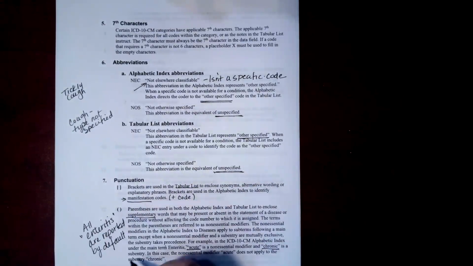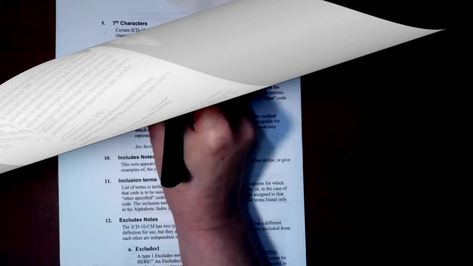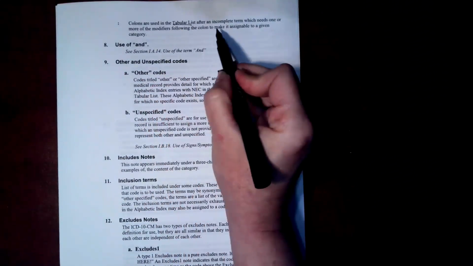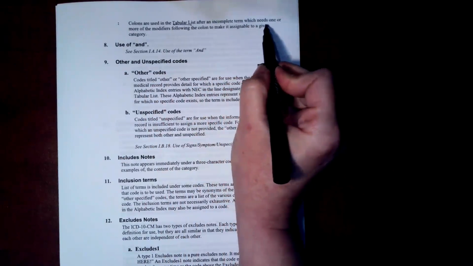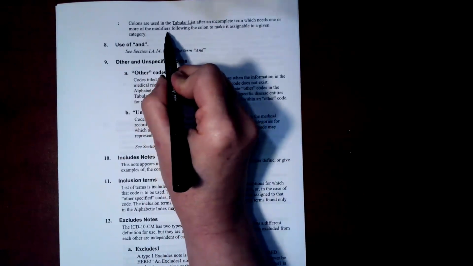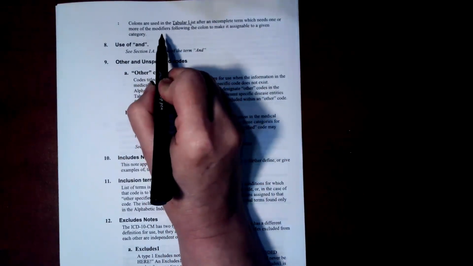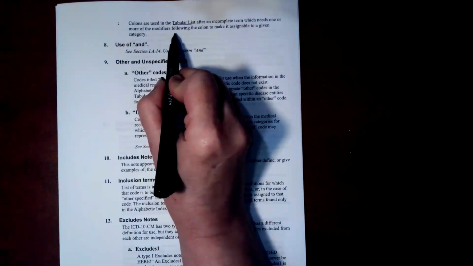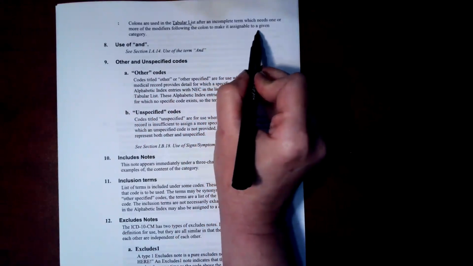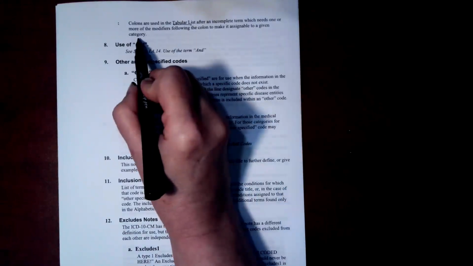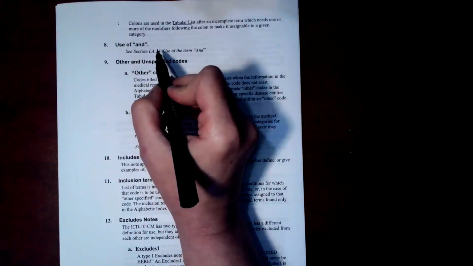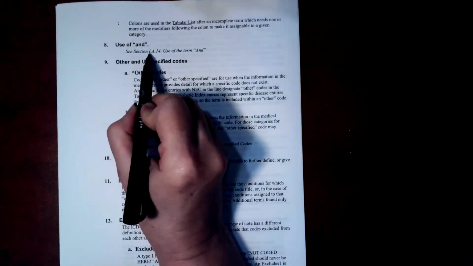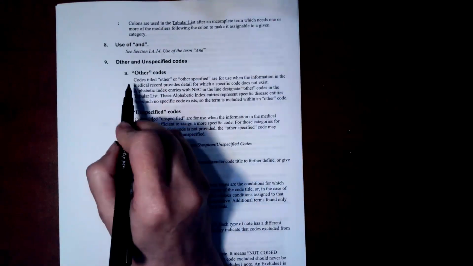So again, just using the enteritis to match the example that was given to us. Colons are used in the tabular list after an incomplete term, which needs one or more modifiers. And remember, we're not talking about coding modifiers, right? We're talking about additional information following the colon to make it assignable to a given category. The use of "and," we're going to talk about that in a minute.